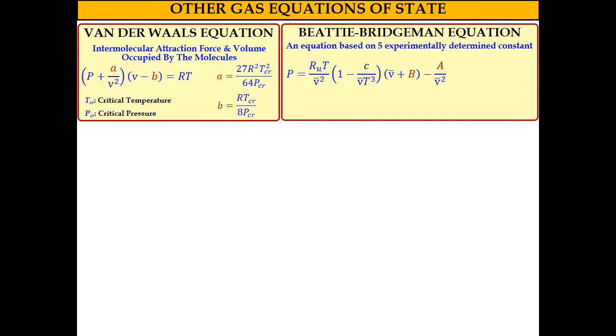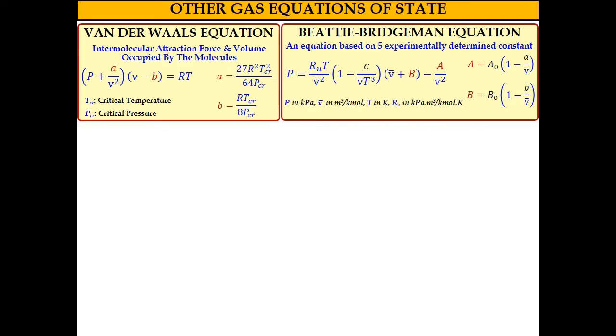So for the Beattie-Bridgeman equation, we have P equal to Ru, the universal gas constant, multiplied by T, temperature, divided by v bar squared, multiplied by 1 minus c divided by v bar T cubed, multiplied by (v bar + B) minus A divided by v bar squared, where A equals A naught multiplied by (1 minus a divided by v bar), and B equals B naught multiplied by (1 minus b divided by v bar).